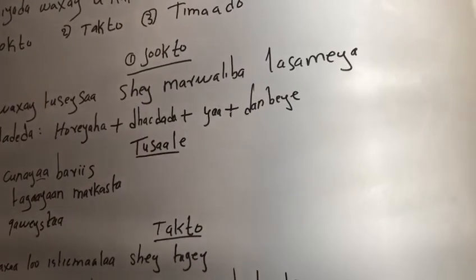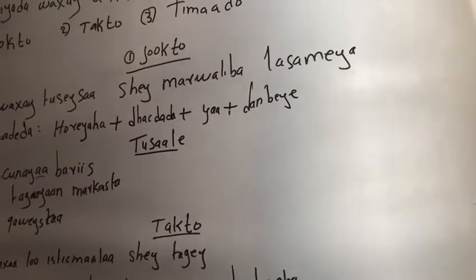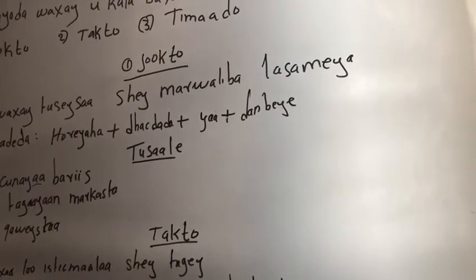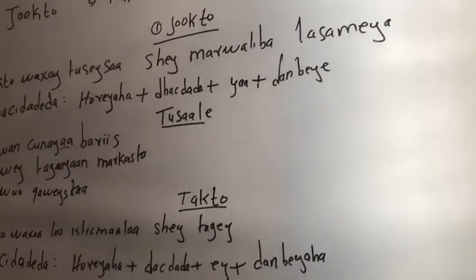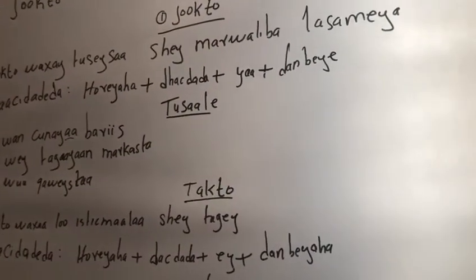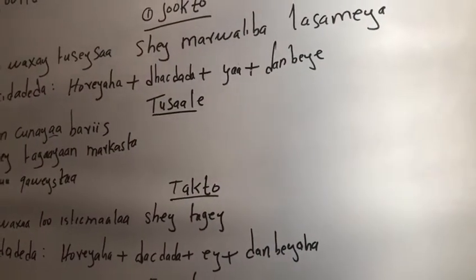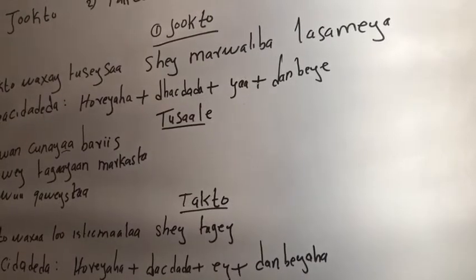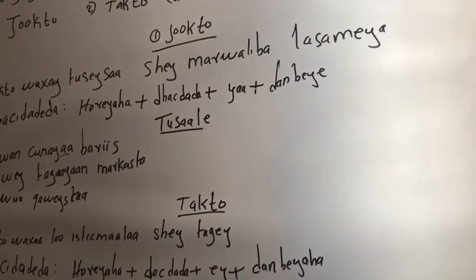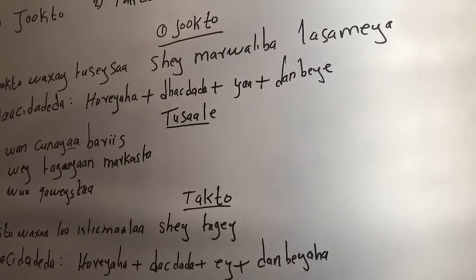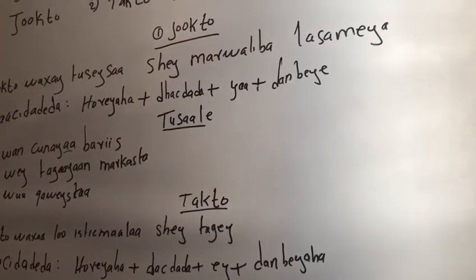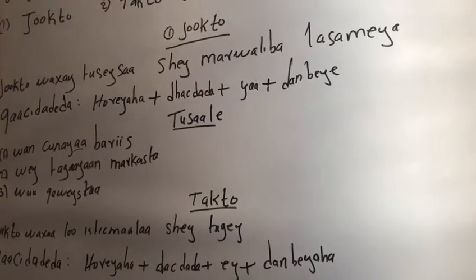Horeeyaha, the subject, plus dhacdada, which is the verb, plus ya, waxaad ku daraysaa ya, plus dambeeya, which is the object. Tusaalooyin: one cunaya bariis. One cunaya. One is the subject, in is the verb, then ya is the helping verb which is now, then bariis is the object.